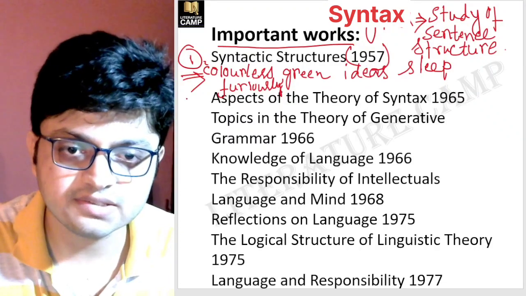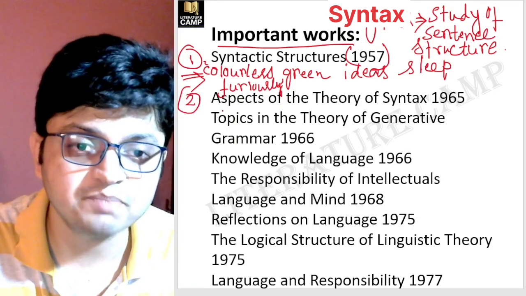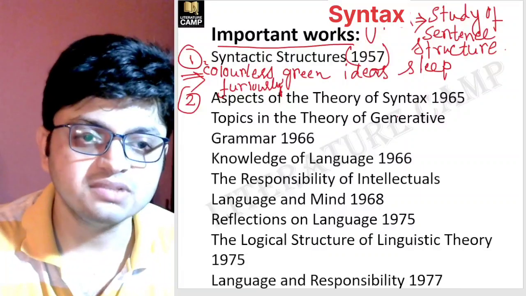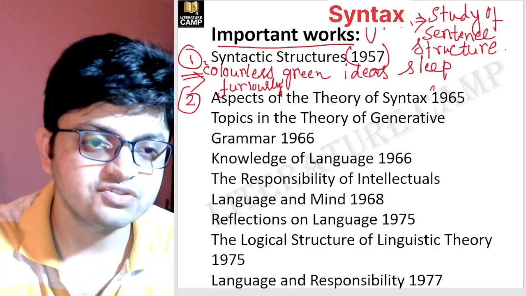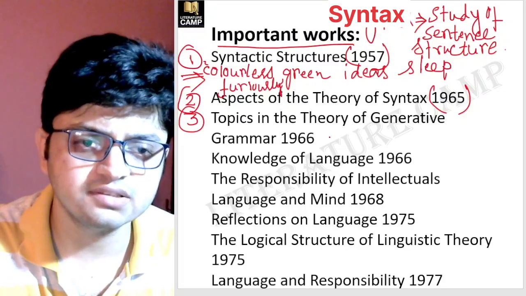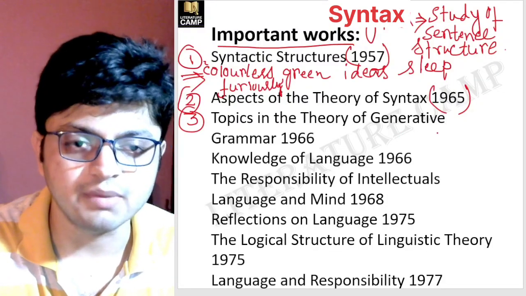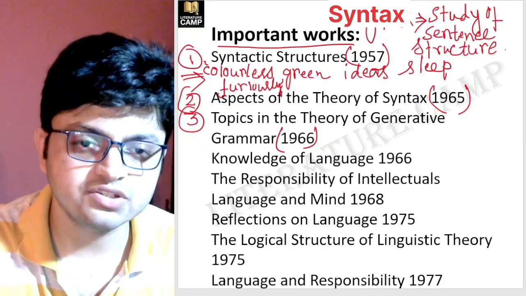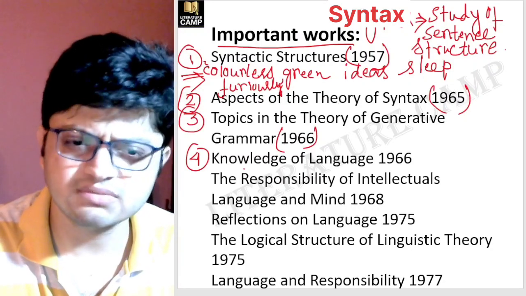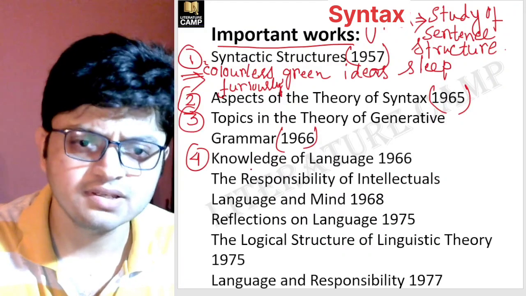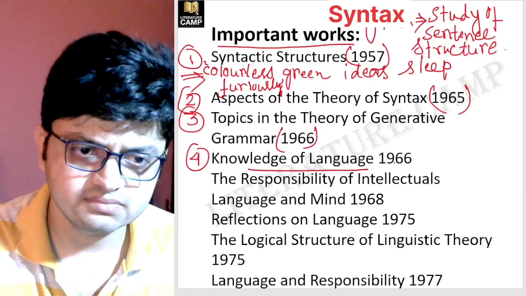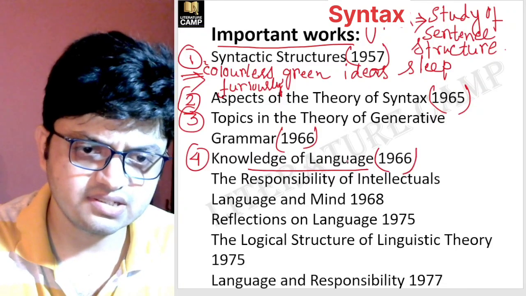The next work is again very important, Aspects of the Theory of Syntax, published in 1965. Next work is Topics in the Theory of Generative Grammar, published in 1966. Next work is Knowledge of Language. So definitely his work will be on language, Knowledge of Language. All right, published in 1966.